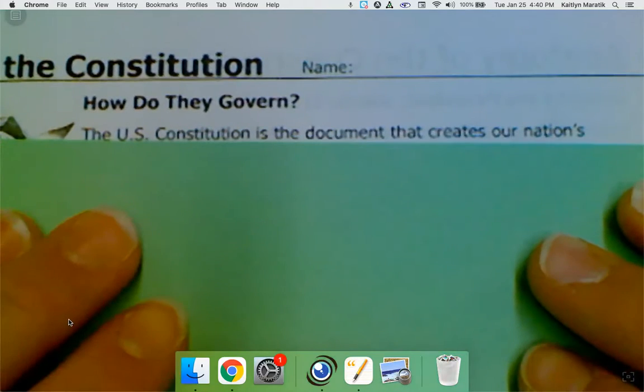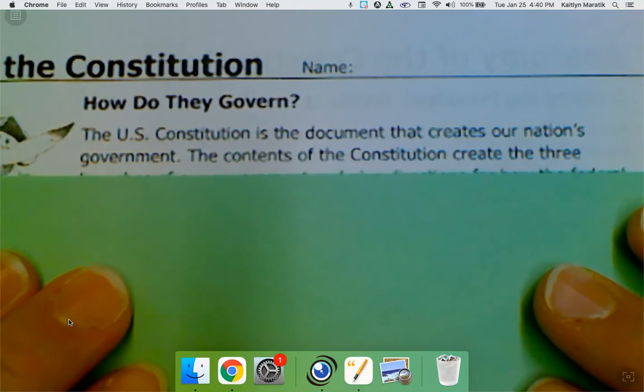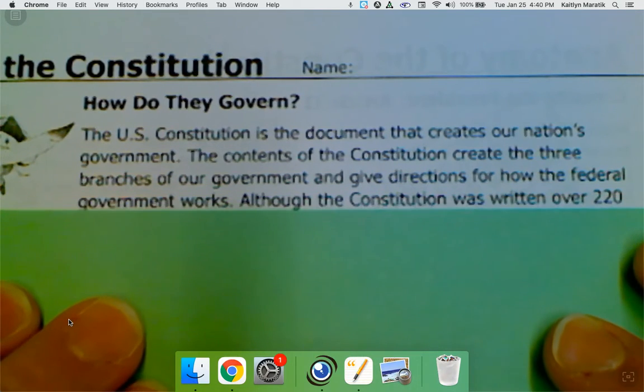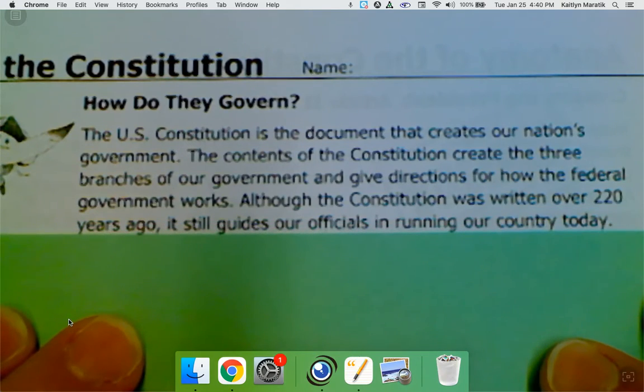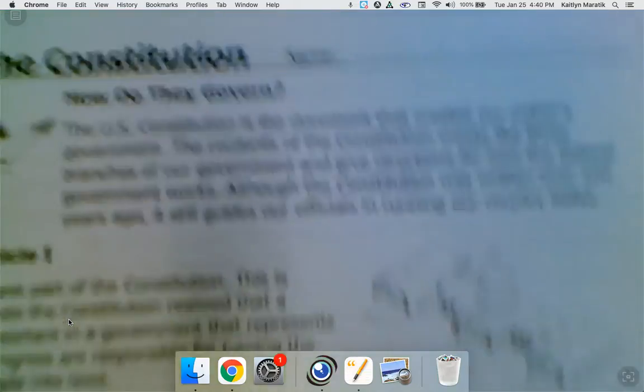The U.S. Constitution is the document that creates our nation's government. The contents in the Constitution create the three branches of government and give the directions for how the federal government works. Although the Constitution was written over 220 years ago, it still guides our officials in running our country today.